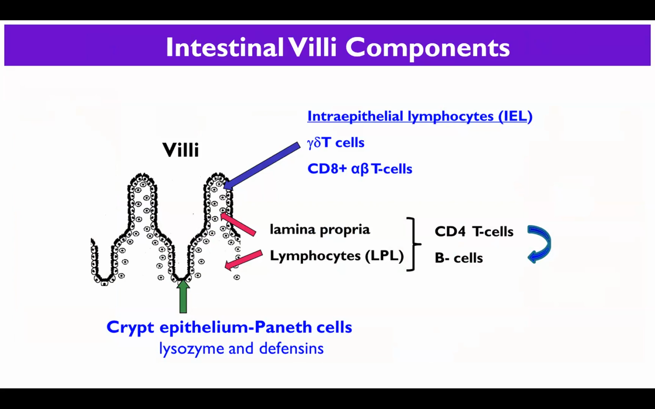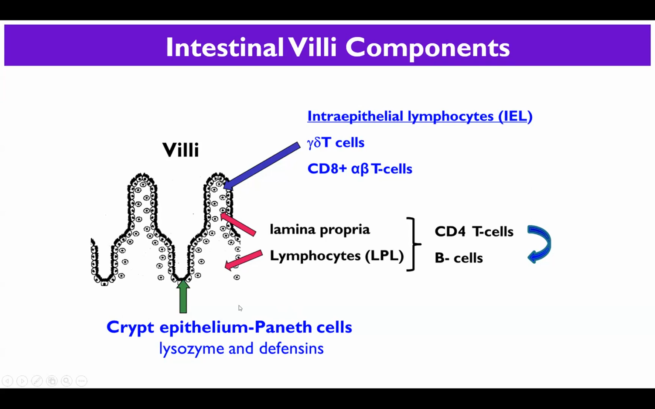villi, we talked a bit about components such as the intraepithelial lymphocytes, as depicted over here. We also talked about the presence of various lymphocyte subsets such as the CD4s providing help with the B cells. Then we also talked about the crypt epithelium, whereby it's Paneth cells that end up secreting lysozyme and defenses. Now, what is not shown here is that this region is also rich in mast cells.